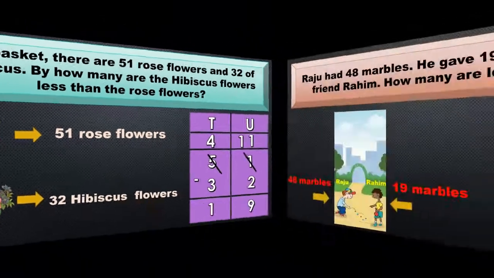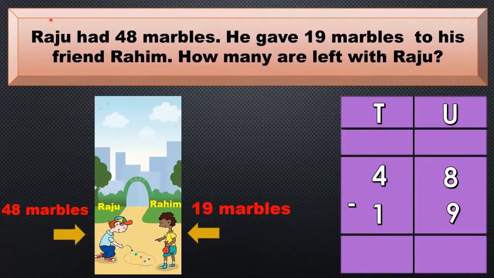Raju had 48 marbles. He gave 19 marbles to his friend Rahi. How many are left with Raju? First 48 marbles for Raju and he gave 19 marbles to Rahi. Let's see this sum with the help of units and tens. First write 48, then subtract 19. So we will solve this sum.